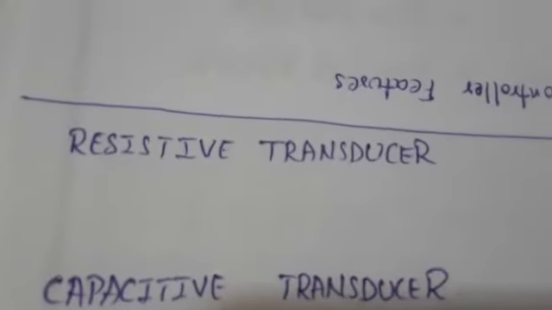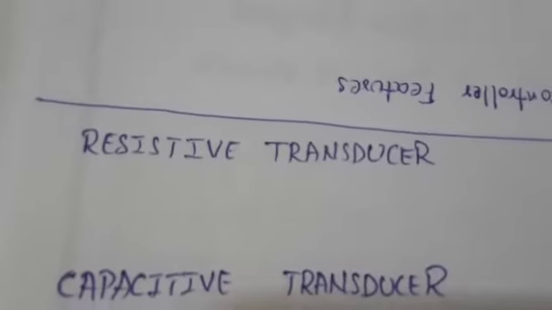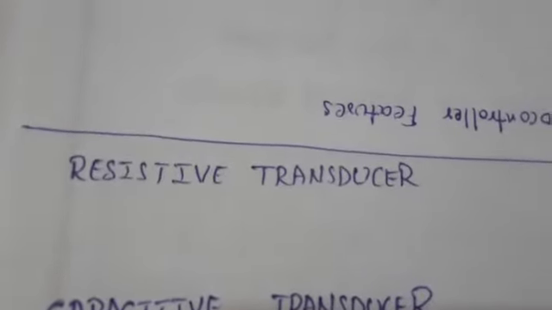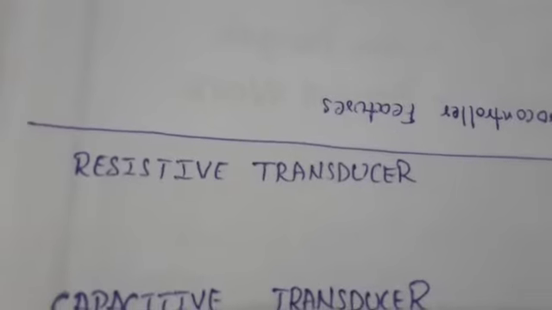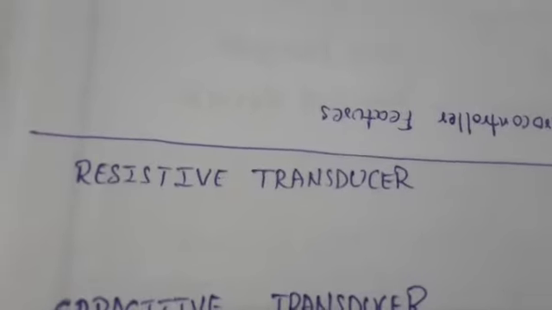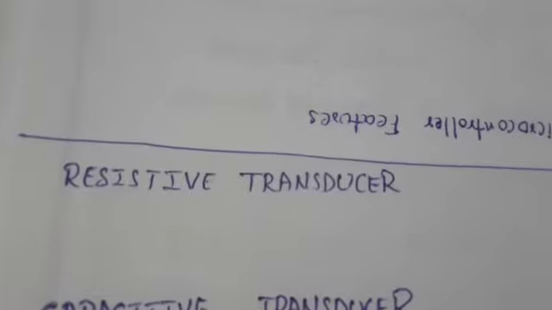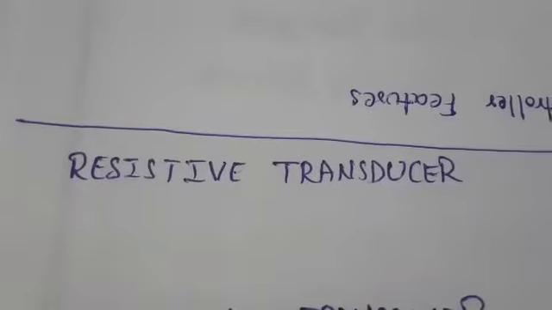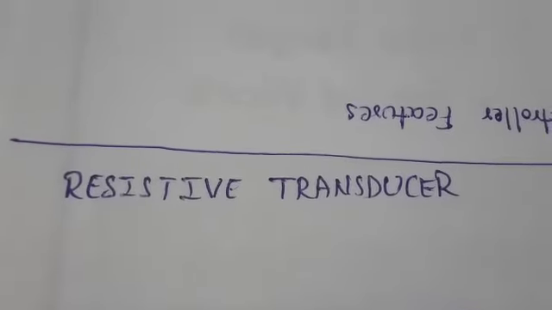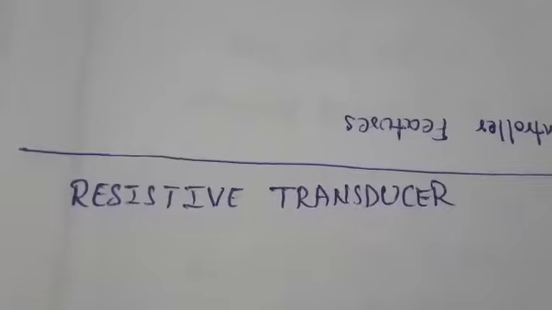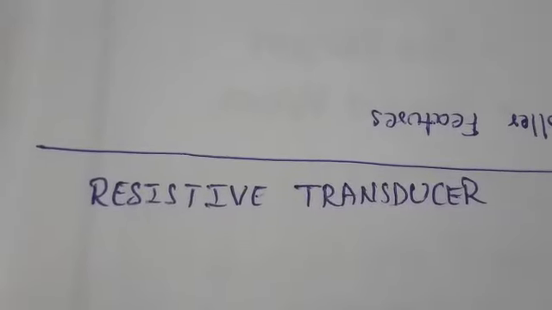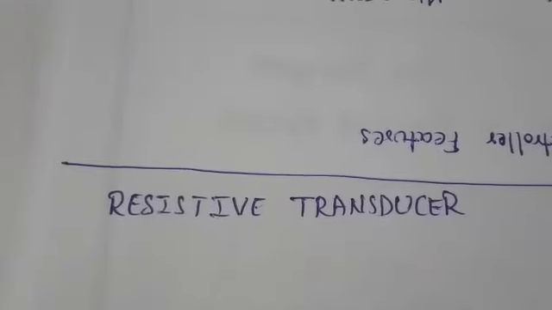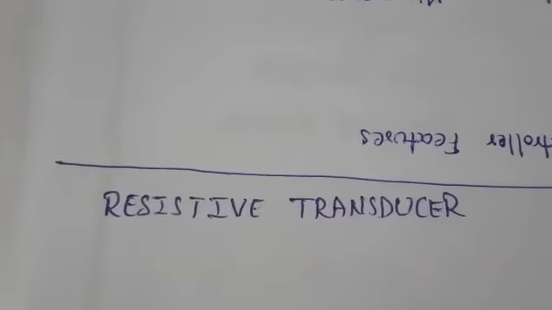in which the change in the value of resistance with a change in the length of the conductor can be used to measure displacement. The variable resistance transducer element works on the principle that the resistance of a conductor is directly proportional to the length of the conductor and inversely proportional to the area of cross section of the conductor.